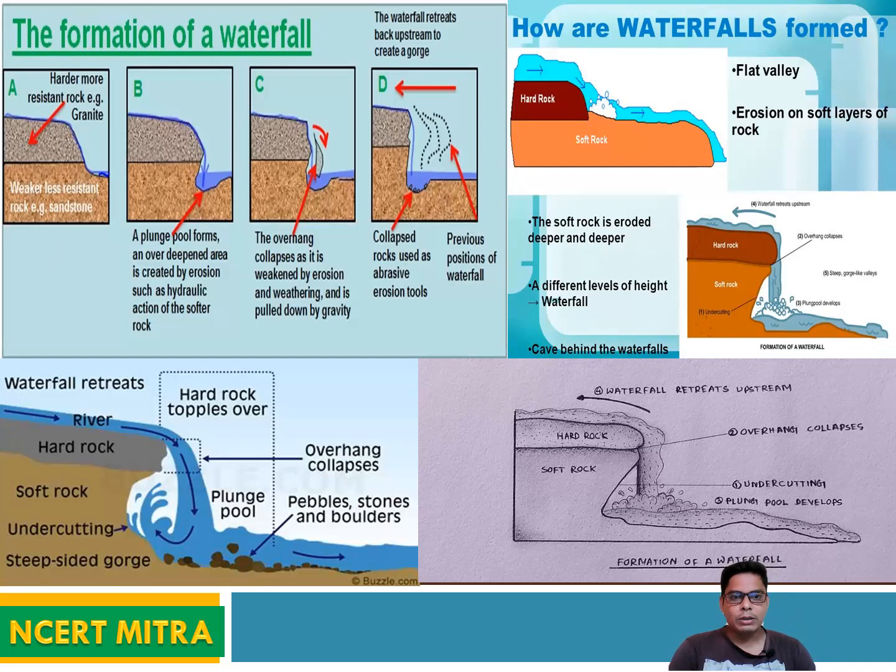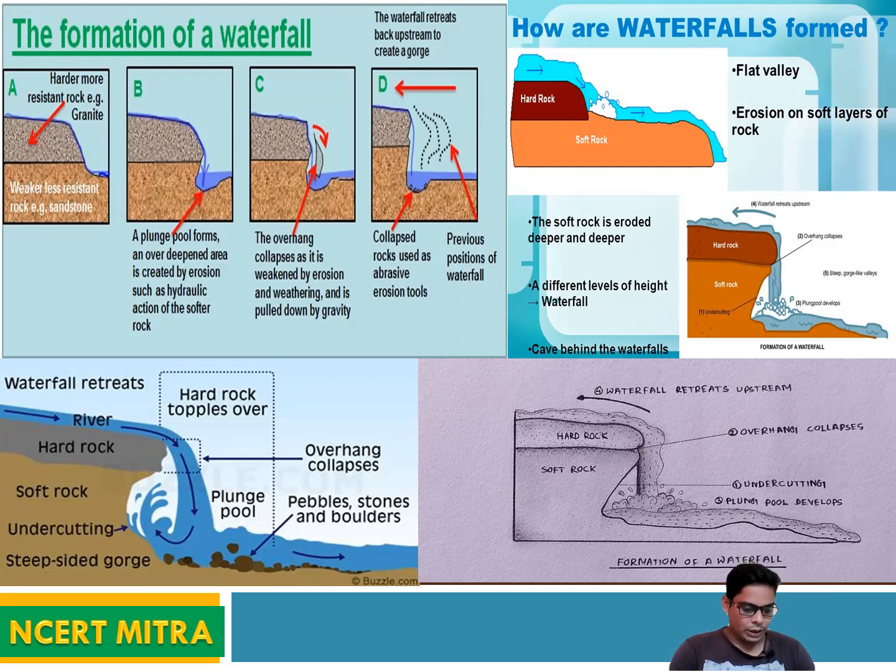Perhaps you can see in my background there is hard rock on top, and the soft rock goes undercutting, but the hard rock remains in that area. So this is the falling of water from the higher slope of the mountain, from the hard rock, and that is known as a waterfall.